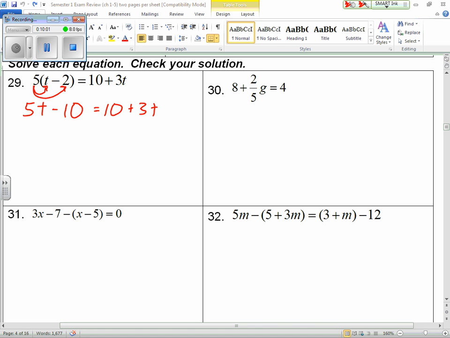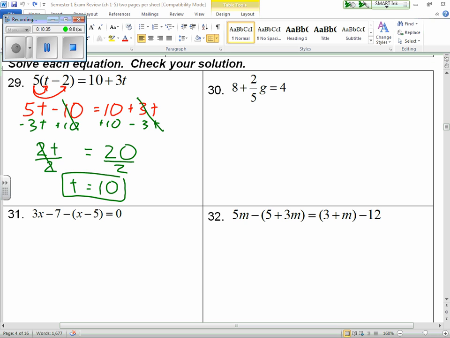Now we need to get all of the terms that have t's on them over on the left side. So we're going to subtract 3t from both sides. We'll end up with 2t. At the same time, just to keep it simpler, I'm going to add 10 to both sides also. That way I'll cancel that, and I end up with 2t equals 20. So if 2t equals 20, t must be 10.